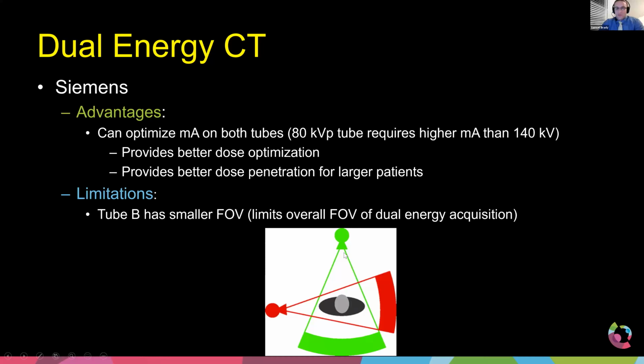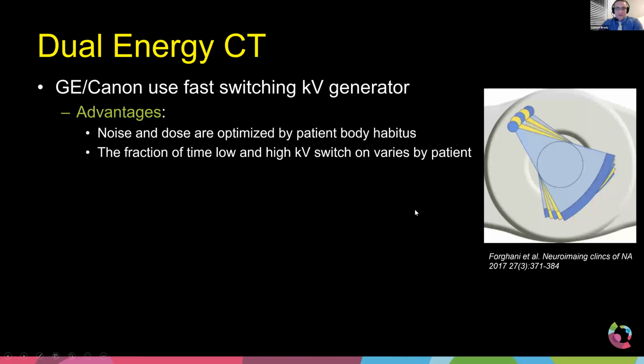You can use tube current modulation. So as it spins around, you can change the amount of MA you use for the thicker part versus the thinner part of the body. And obviously, I meant to delete that, but basically you're still limited with the field of view.